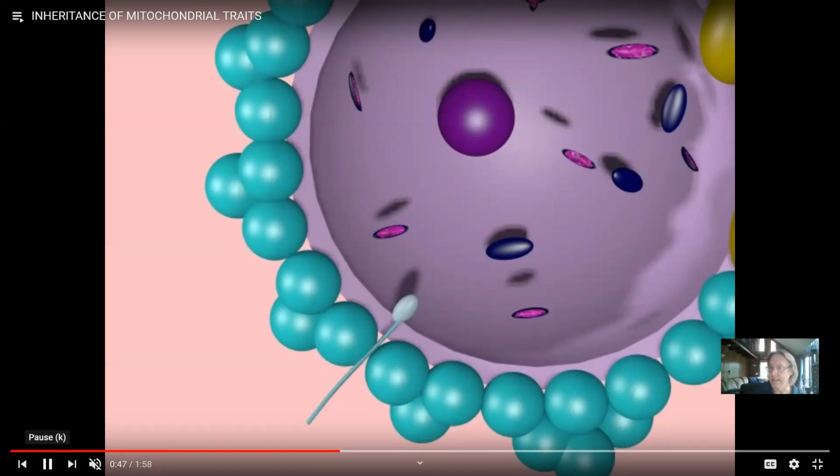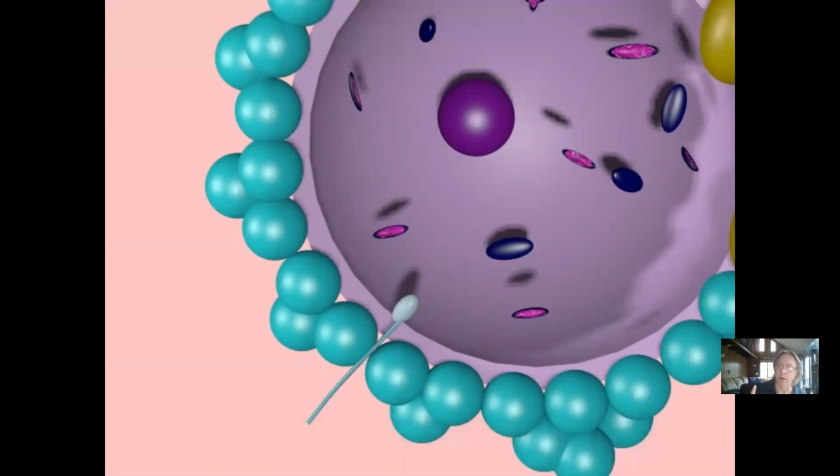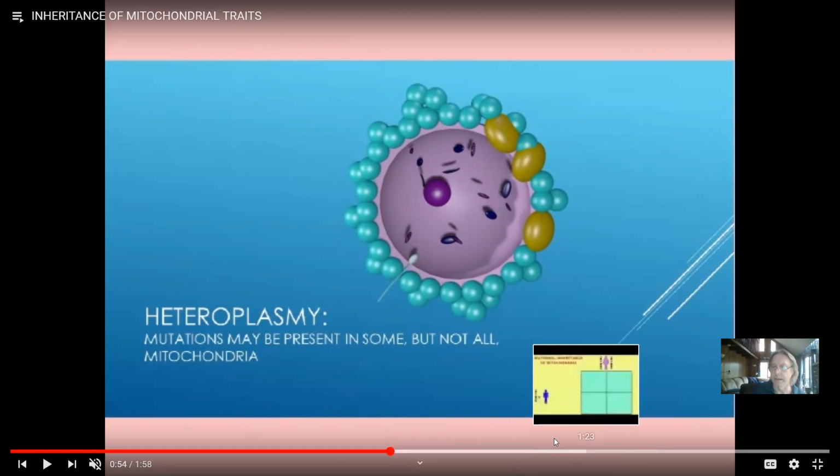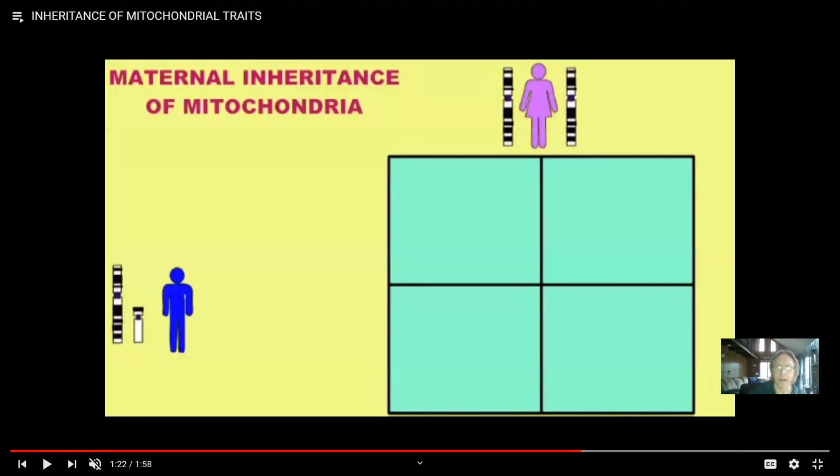So notice that is a different type of inheritance. It's not sex-linked inheritance where there's an X and a Y. No, it's just maternal origin. Now, the ovum can then have different types of mitochondria. So there could be mutations in some of the mitochondria and not others. This is known as heteroplasmy. And so therefore the inheritance of mitochondrial chromosomes can be a little complex in that way.